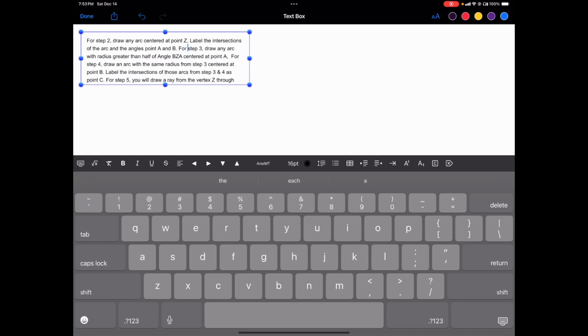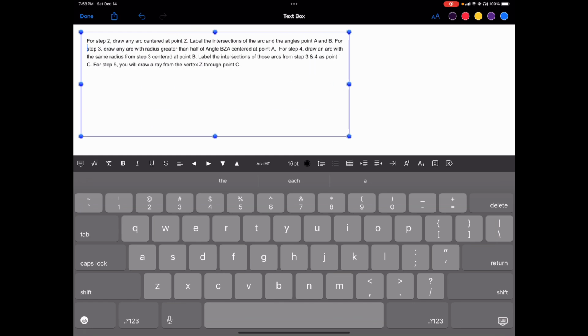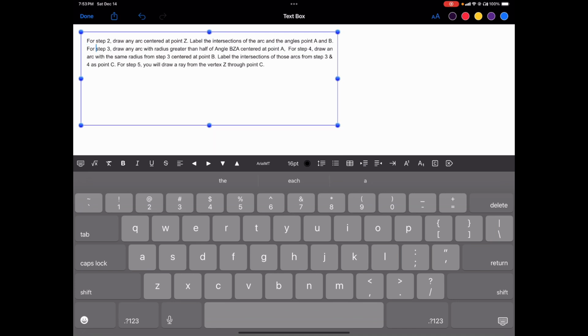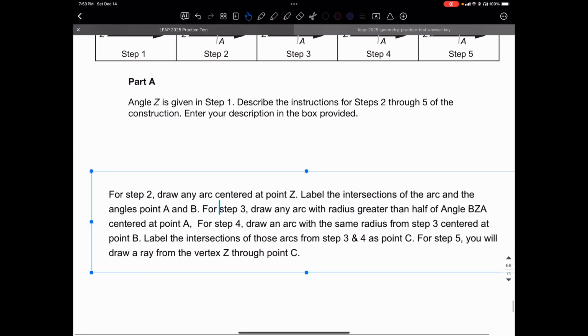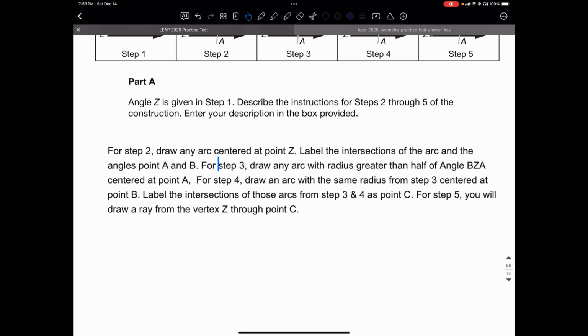For step 3, draw an arc with radius greater than half. Let me make this bigger. Of angle BZA centered at point A. Then for step 4, draw an arc with the same radius from step 3 centered at point B. Label the intersections of those arcs from step 3 and 4 as point C. For step 5, you will draw a ray from the vertex Z passing through C. All right, so done. And you can see that's basically what you're looking at, right?